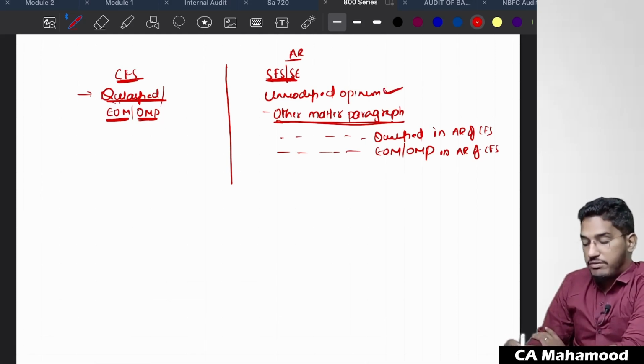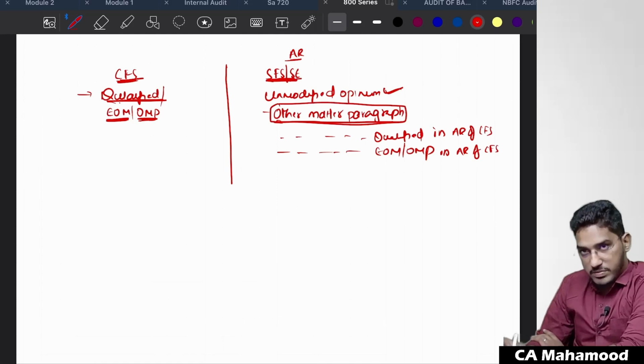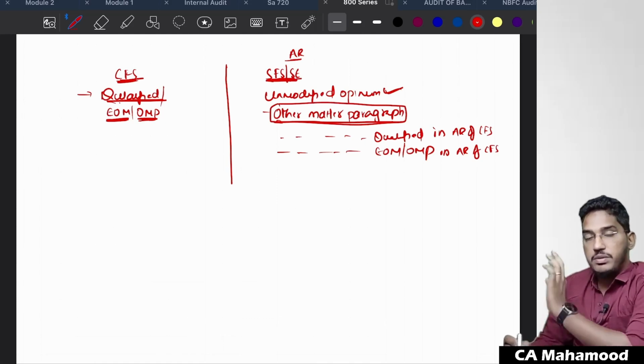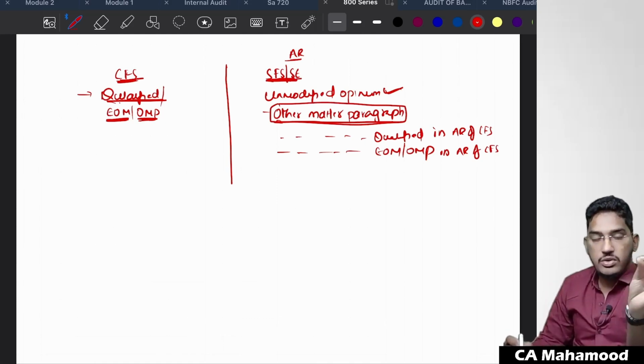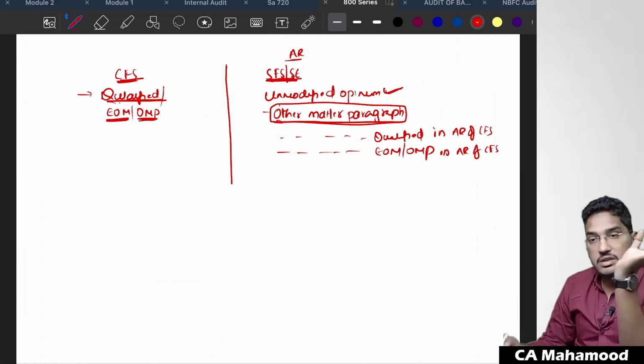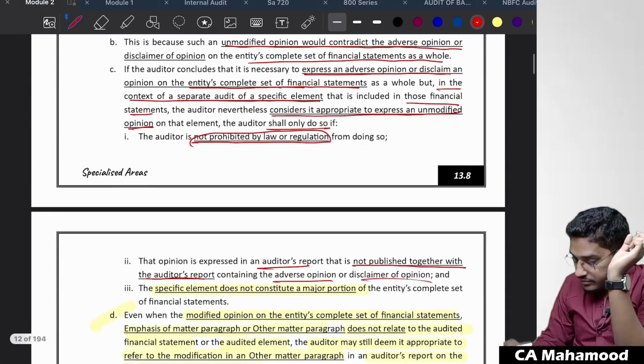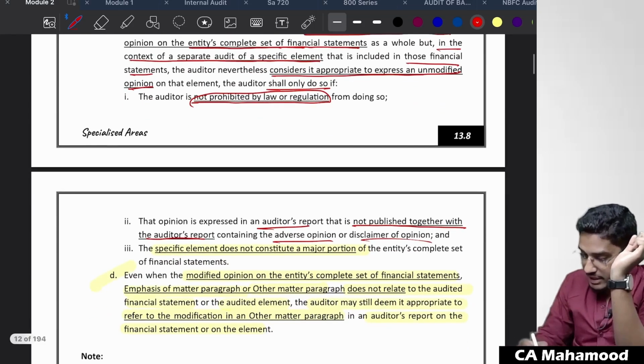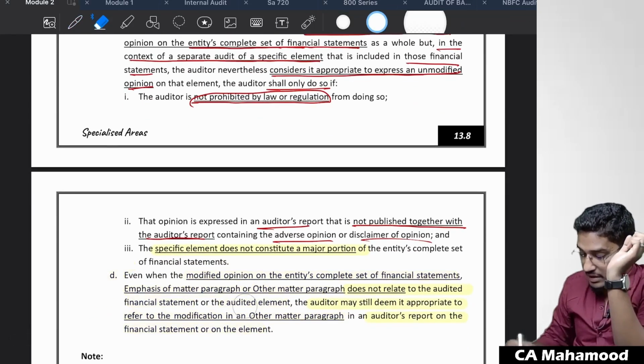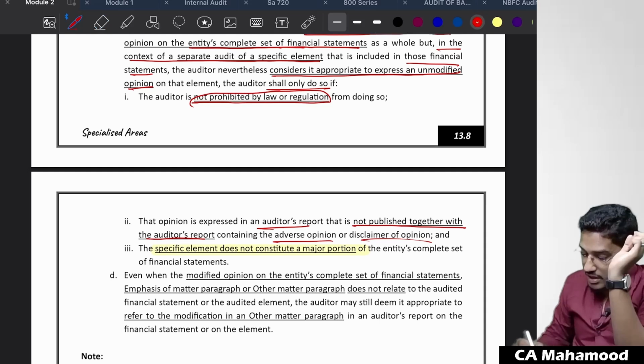Then what you should do is use other matter paragraph in that audit report on the single financial statement or specific element. There you have to mention, please go and read the audit report of the complete financial statements, where the auditor has given qualified opinion, or has included either emphasis or other matter paragraph. That information should be highlighted as part of other matter paragraph. The same thing they say with this background discussion. If you read this paragraph now, it will start making complete sense.